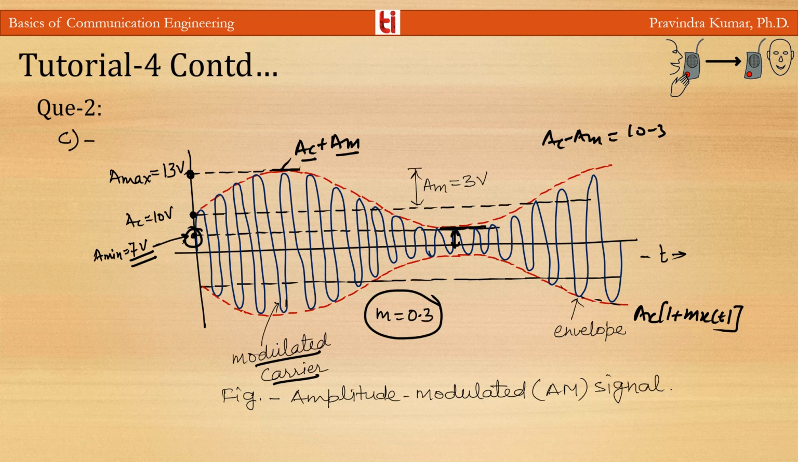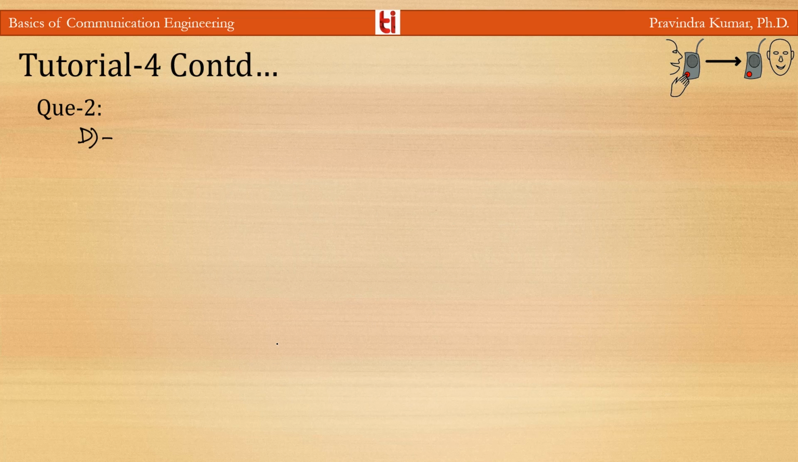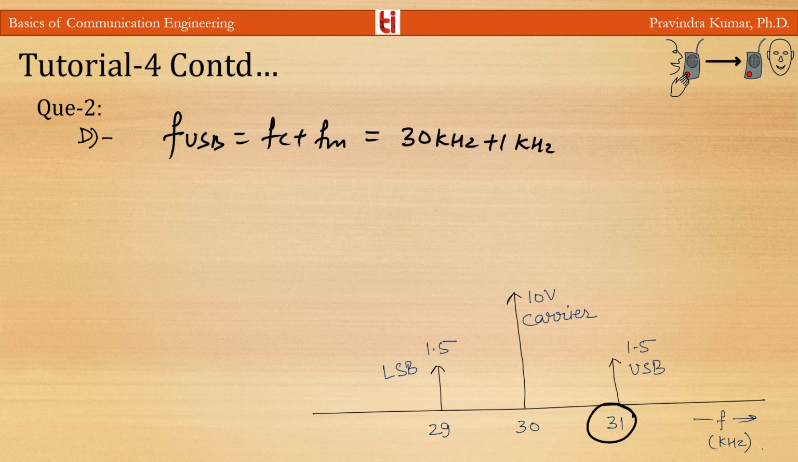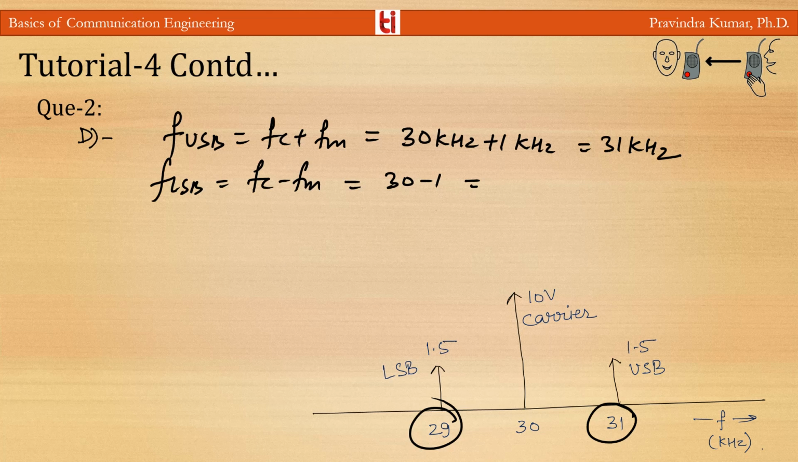Now the next point is the spectrum of the modulated wave. The sideband frequencies: the upper sideband frequency is FC plus FM, and FC is 30 kilohertz and FM is 1 kilohertz, so it is 31 kilohertz. And the lower sideband frequency is FC minus FM, so 30 minus 1, 29 kilohertz, and the center frequency is FC, which is 30 kilohertz.